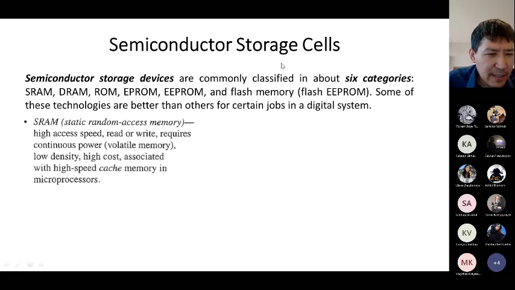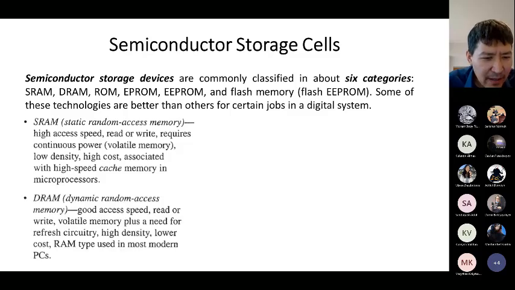So first is static random access memory. What are the features of this static random access memory? High access speed, read or write, so you can read and write, and it requires continuous power. So it's volatile memory. Volatile, in Russian it will be испаряться. You can only store information during processing when your integrated circuit is powered on. When you switch off, you will lose your data.